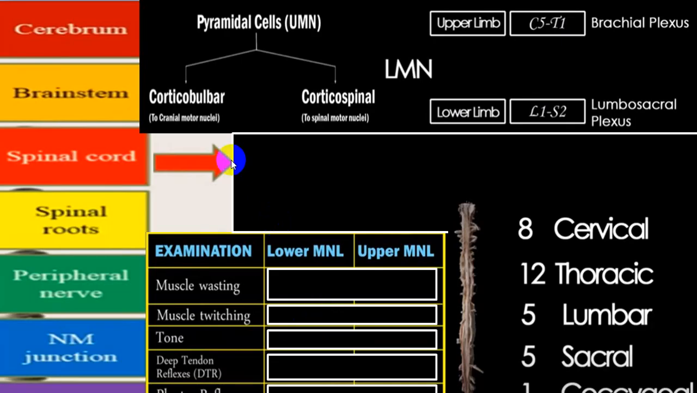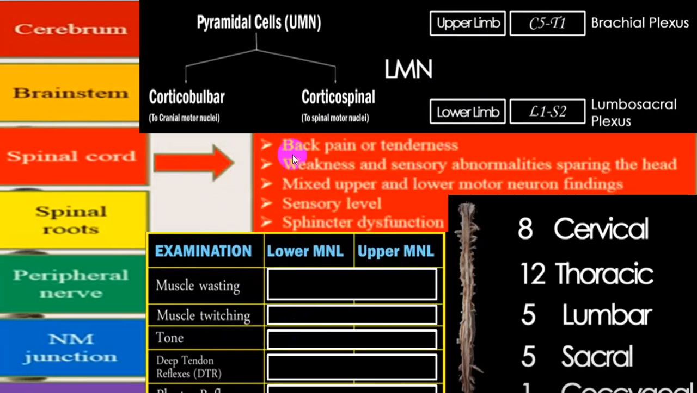So as you come to spinal cord, now we know that in the spinal cord it will be ipsilateral. Very frequently at the level of spinal cord you can have roots, plexus getting involved, so person will invariably present with back pain, tenderness, and on the same side you will have ipsilateral weakness, sensory findings, sparing head, as well as person will have sparing of cranial nerves.